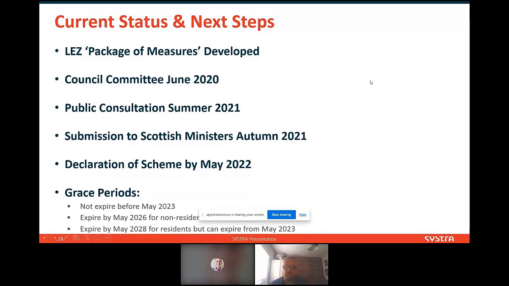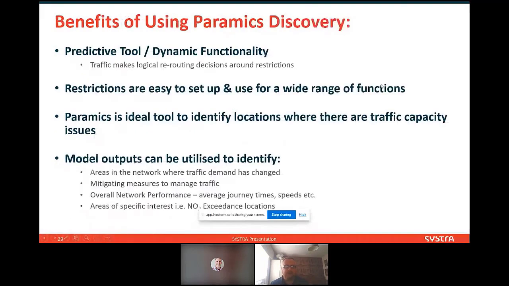Just finally, just to touch on the points I made about Paramics, obviously, it's a predictive tool. It has this dynamic functionality. When I was saying you put in the rerouting, you put in the restrictions, the traffic modelling shows you where the rerouting is going to happen. And you could move these restrictions around the network and see the different impacts of rerouting. And they're very easy to set up and use, not just for low emission zones, but for a wide range of functions.